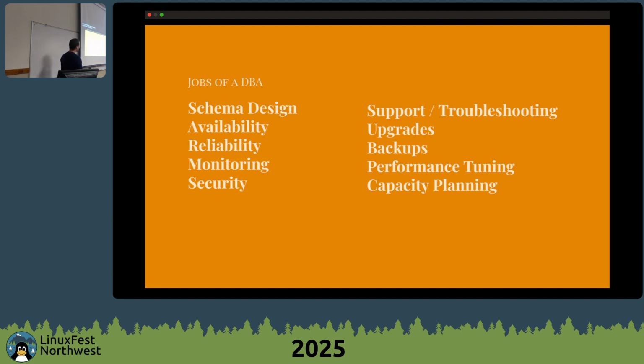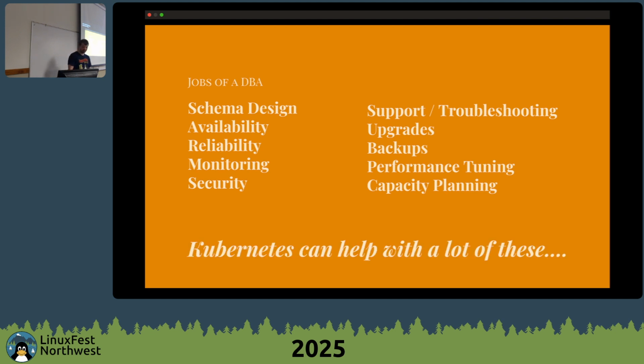Performance tuning. Kubernetes kind of makes this easier, but also kind of makes this harder. You have a lot more flexibility, but again, you have an extra layer of abstraction between yourself and the hardware. Capacity planning, Kubernetes is great for this, right? We have tools like Karpenter that are really, really good at scaling horizontally and vertically and packing workloads into nodes efficiently. So yeah, Kubernetes can help with most of these.